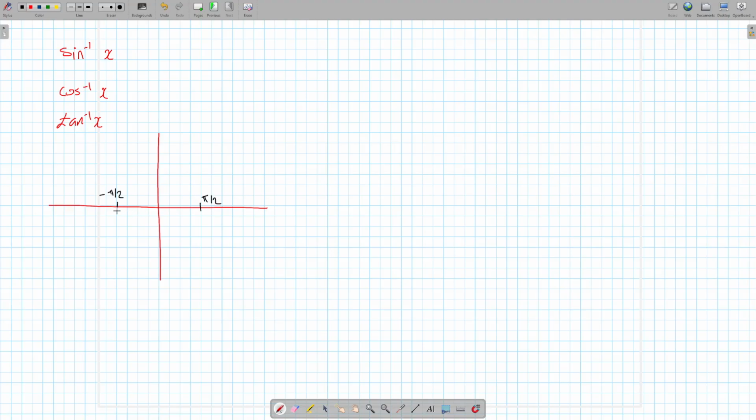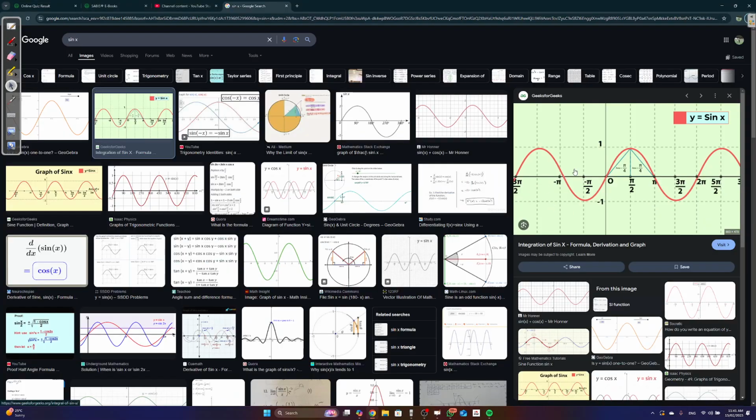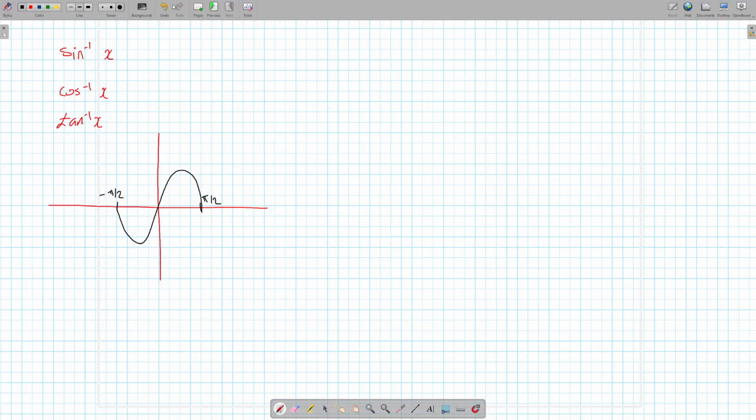I'm going to draw it. It's going to go down. Pi over, yeah, it goes like this, right? Wait, no, it doesn't go like this. It goes to the minimum here. Then it can continue later and go like this, but we don't want that.